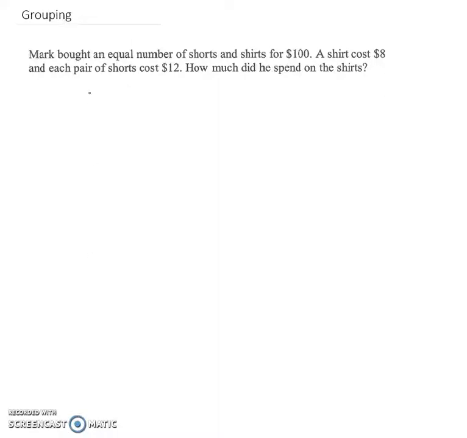Let's take a look at this. So this topic is under grouping. That means we need to group a certain number of things together to find one group and then divide by the total, usually. So let's take a look at this example.